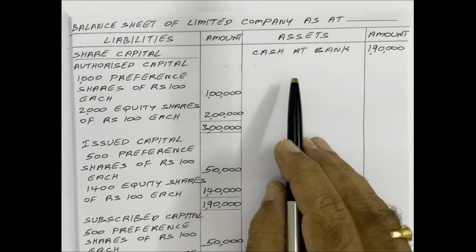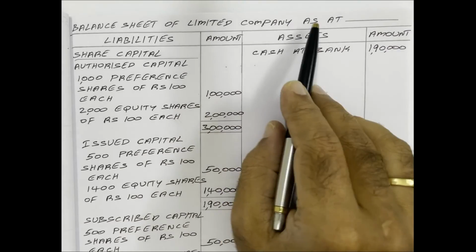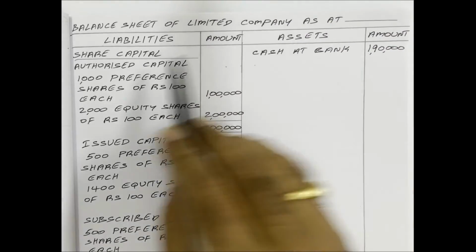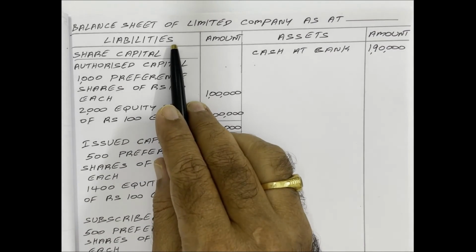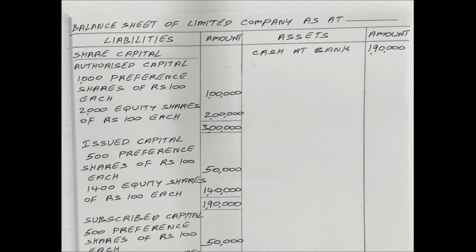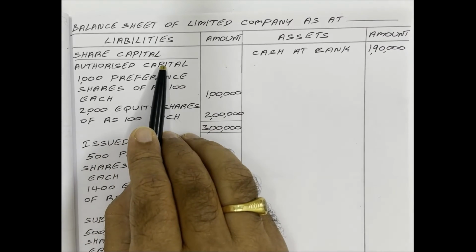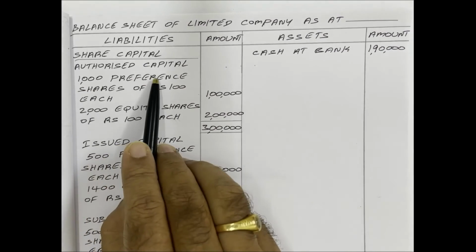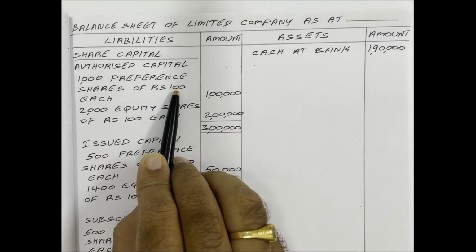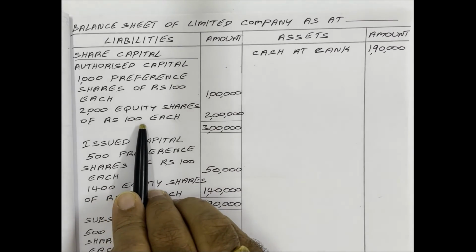See, this is the company's balance sheet. Heading: balance sheet of limited company as at dash. Liabilities, amount; assets, amount. Under liabilities, we have to show share capital details. Heading, share capital. First, authorized capital. The company is allowed to issue 1,000 preference shares at the rate of 100 rupees each, and 2,000 equity shares at the rate of 100 rupees each.